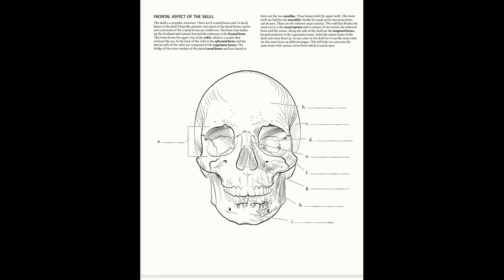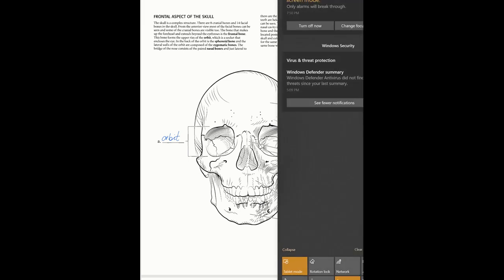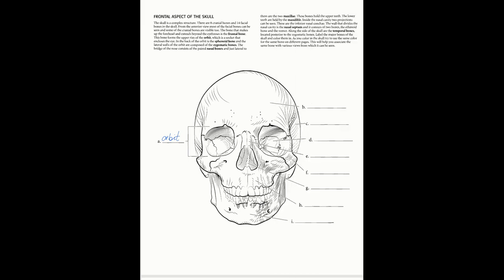So we're looking at the skull face on. And if we look at A, we're looking at the orbit. Okay, the orbit, in other words, is the eye socket. B is going to be the frontal bone. This is an easy one because the frontal bone is the forehead. It's protecting the frontal lobe of the brain.